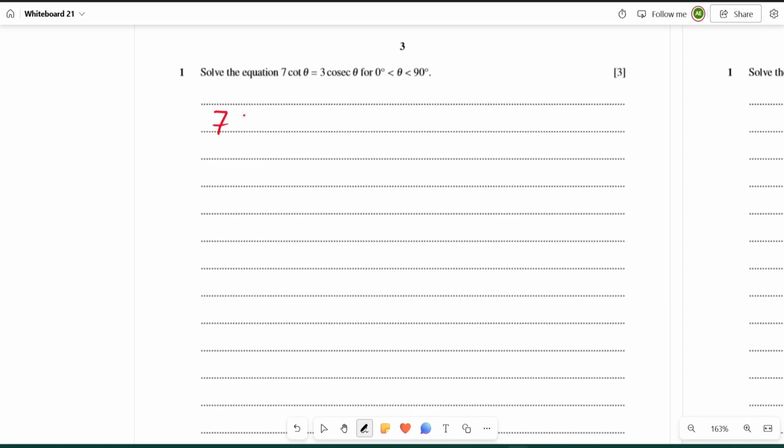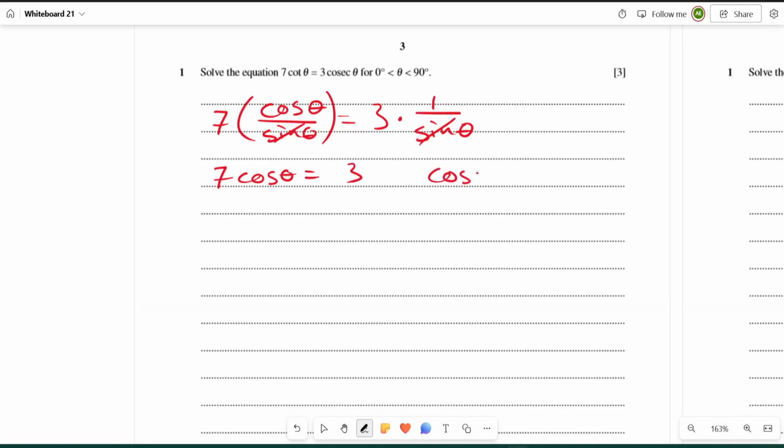So this is going to be 7 into, cotangent is basically the inverse of tangent. If tangent is sine over cosine, cotangent is going to be cosine theta over sine theta. This is going to equal 3 into, cosecant theta is basically 1 over sine theta. So over here, sine theta and sine theta are going to cancel, and I'm going to have 7 cos theta equals 3. So cosine theta equals 3 over 7.